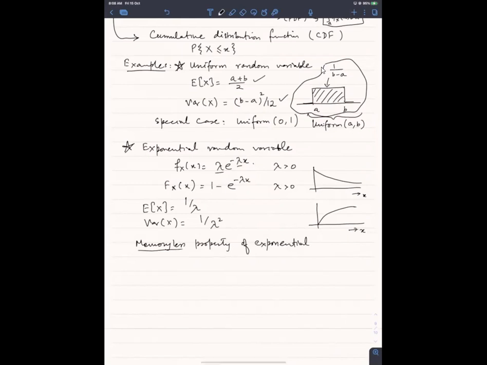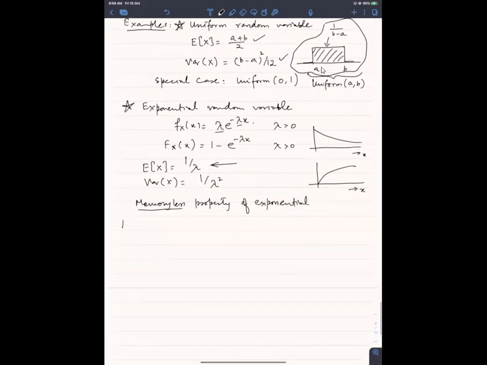Similarly, for an exponential random variable, if I tell you that the lifetime of a bulb is an exponential random variable, then given that it has run already for 2 years, what is the expected lifetime? It will remain the same, constant, it will always be 1 over lambda.